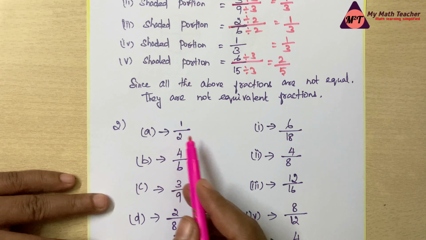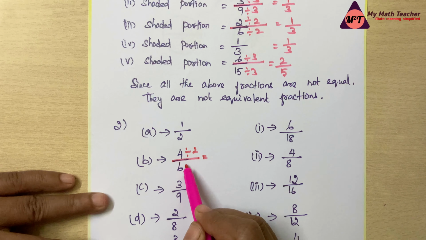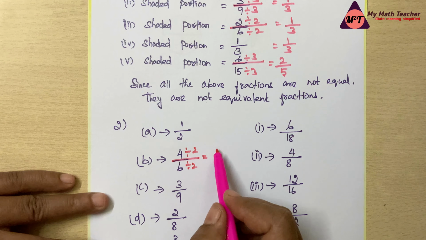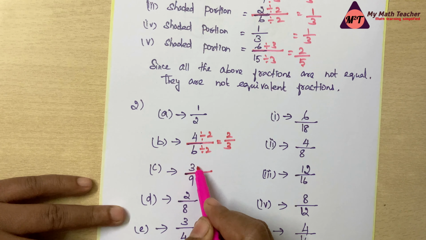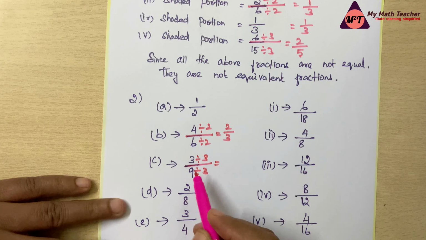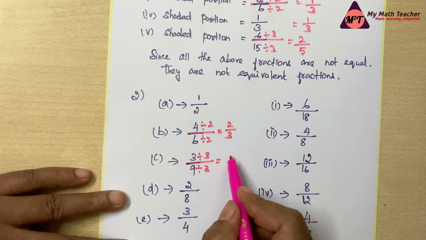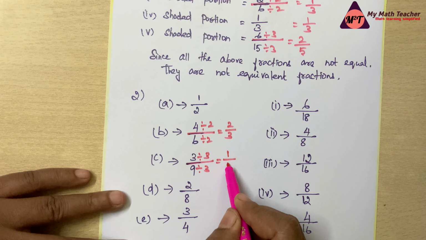Here 1 by 2 is in the simplified form. Now do the simplification. Divided by 2, which gives us 2 by 3. Okay. Again simplify this. We can divide both the numbers by 3. 3 divided by 3 is 1, and 9 divided by 3 is 3.